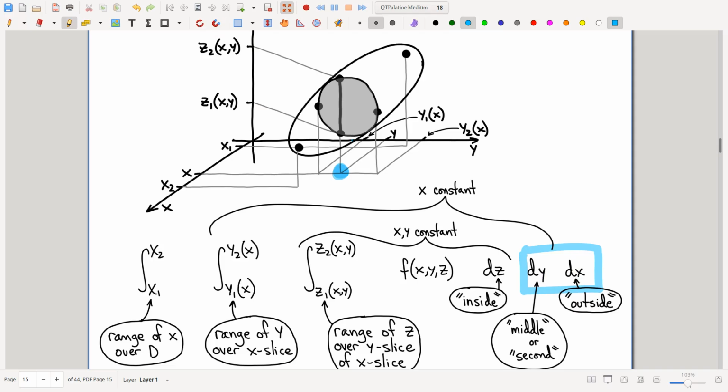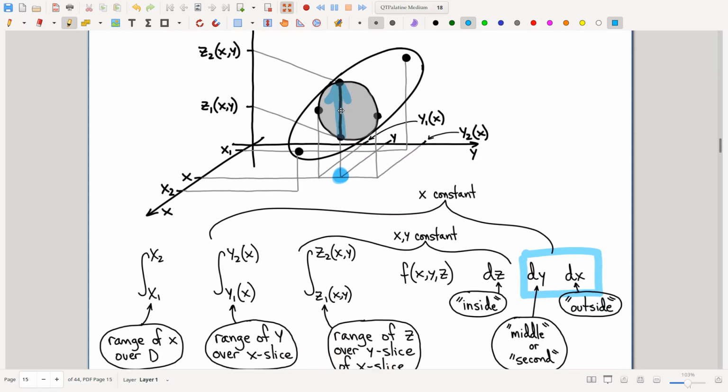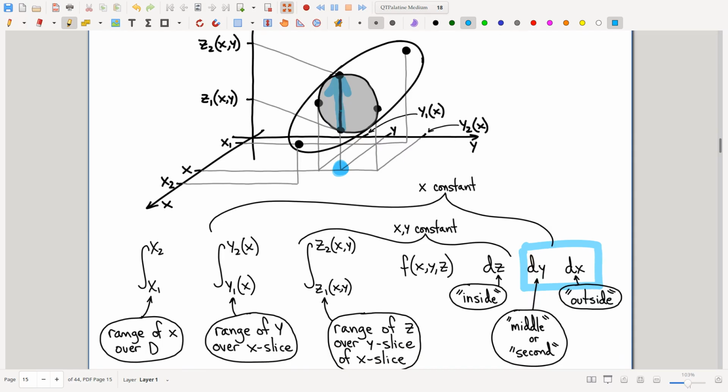Think of those chosen values of x and y as representing, I like to think of it as a point down here in the xy plane. We are restricting our attention now just to that y slice of our x slice. And then on that, we can ask again the same question we keep asking, as we're cycling through this process up here. What does it look like when I take z slices of our y slice of our x slice?